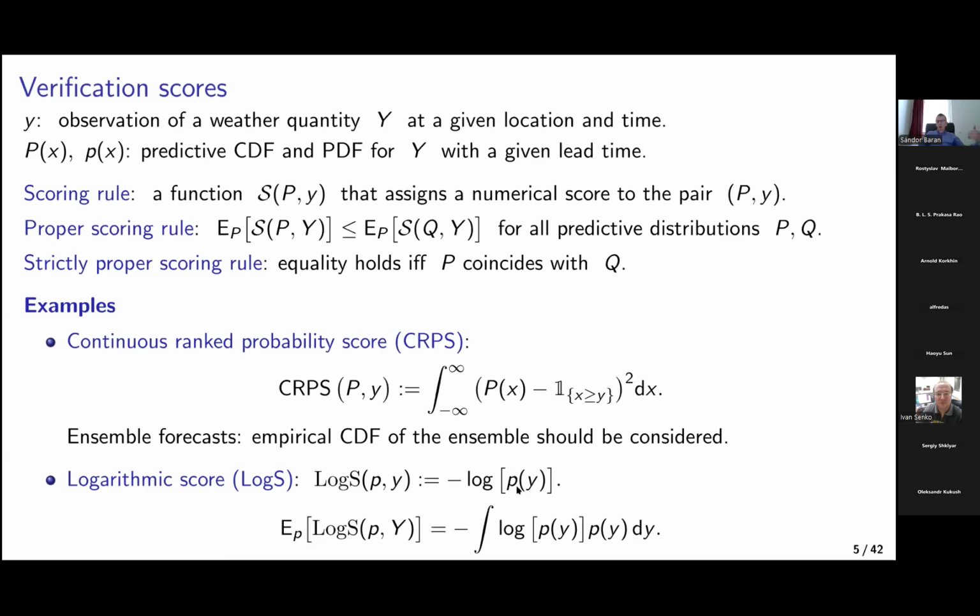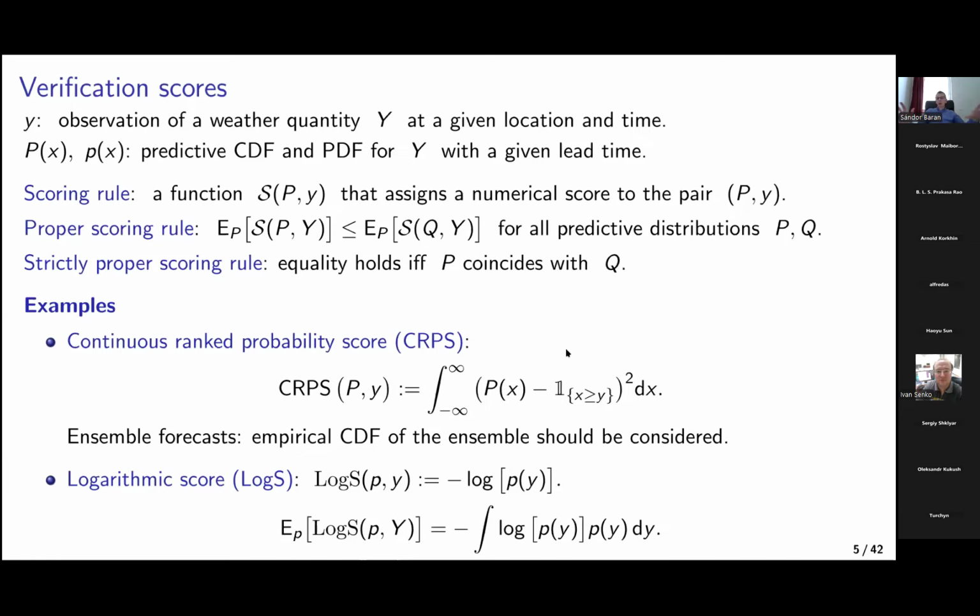And it's proper, obviously, because when you take the expectation of the logarithmic score, and the predictive PDF is the PDF of the observation as well, we can get exactly the differential entropy. And for the differential entropy, this equality obviously holds. So it's a strictly proper scoring rule.